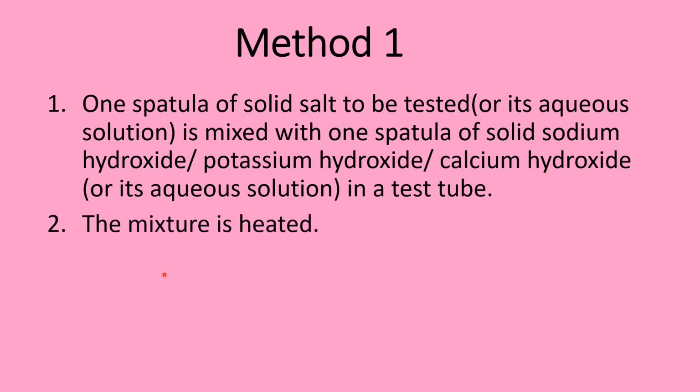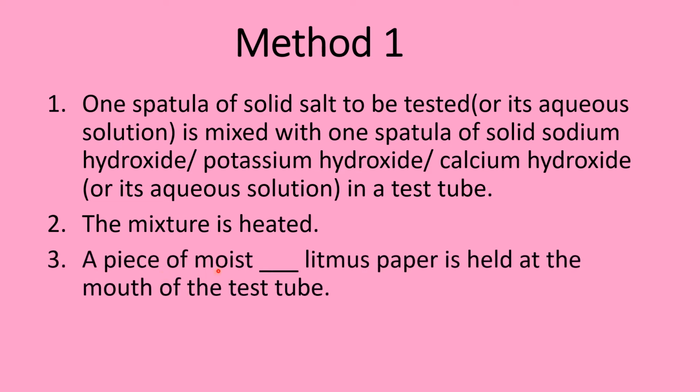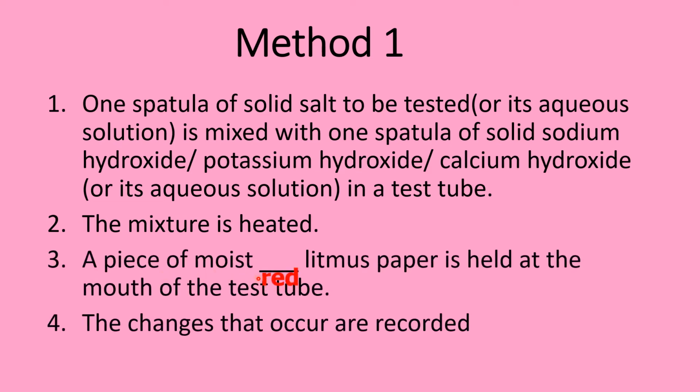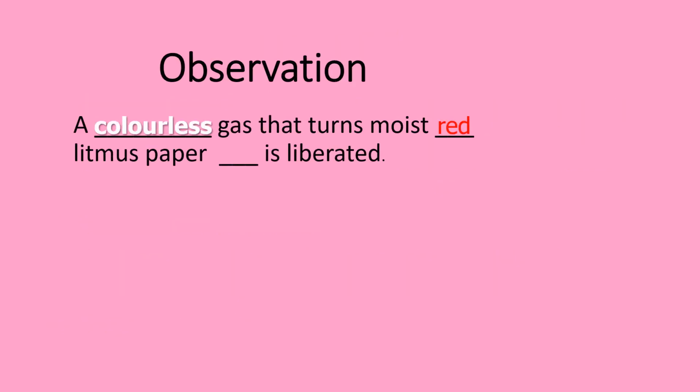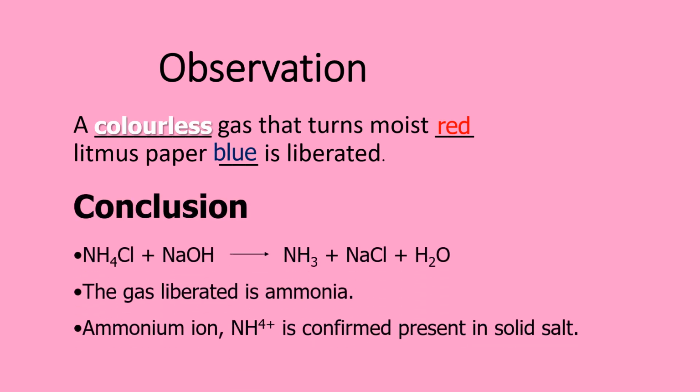The mixture is heated. A piece of moist red litmus paper is held at the mouth of the test tube. The changes that occur are recorded. Observation: a colorless gas that turns moist red litmus paper to blue is liberated. So it is an alkaline gas, which is ammonia.